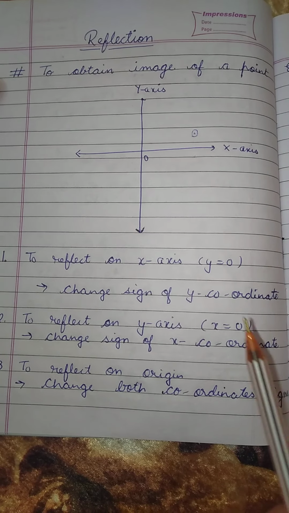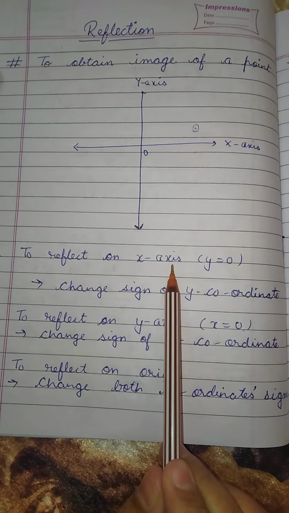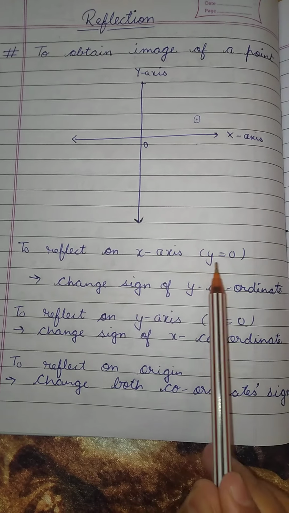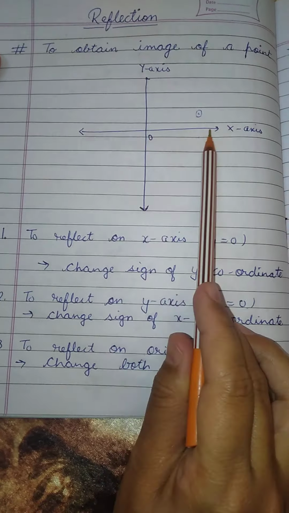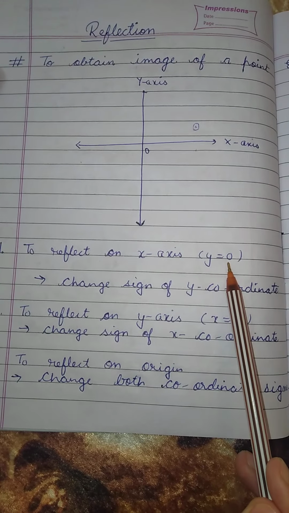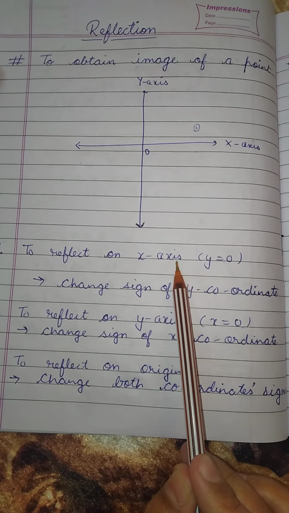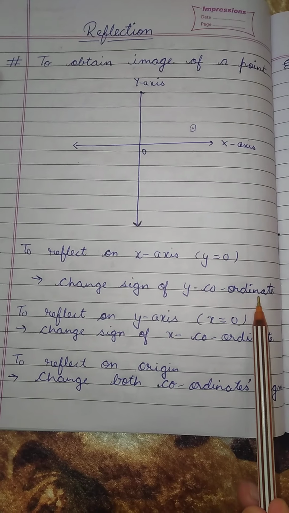So how will we solve the sums? If they ask us to reflect a point on the x-axis, now memorize it. The x-axis is also called y equal to 0. The name of this line is x-axis and the equation of this line is y equal to 0. So when we have to reflect on the x-axis, we'll just change the sign of the y coordinate.